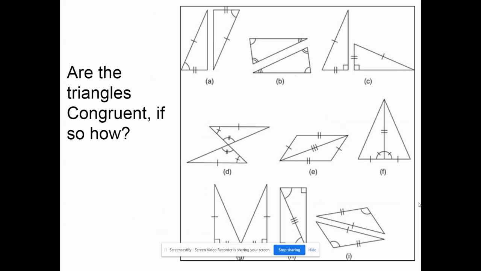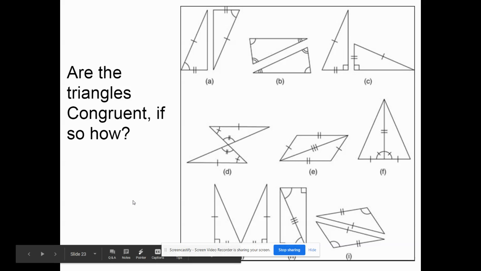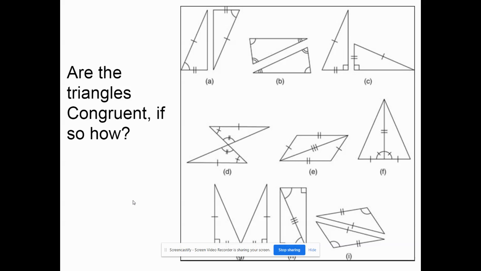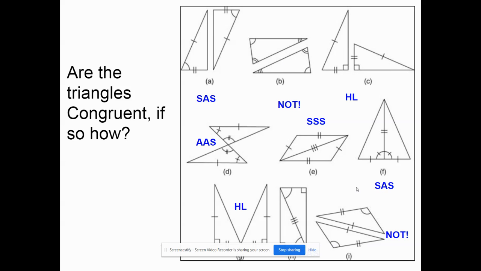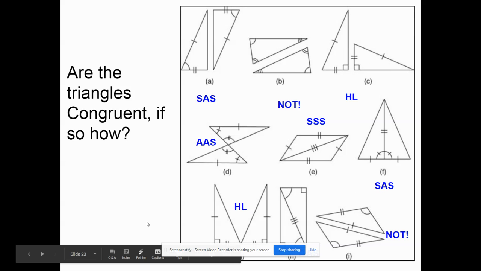So last practice, go through these, take a moment, see if you can tell if they are or are not congruent, and if they are, see if you can tell me why. So pause and then come back in just a minute. And then hopefully you agree with these congruence statements. So I have two that are not congruent. This is angle, angle, angle, and this is angle, side, side, so those are no good. Other than that, all the rest of these were congruent.